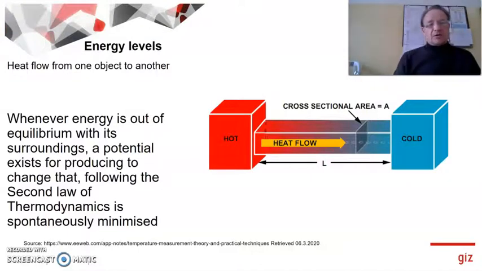Whenever energy is out of equilibrium with its surroundings, a potential exists for producing a change. Following the second law of thermodynamics, it happens spontaneously and is minimized. So the heat flow goes from the hot to the cold, and this is one of the main areas which we will work on, particularly in the insulation, energy efficiency, and the refurbishment of buildings.